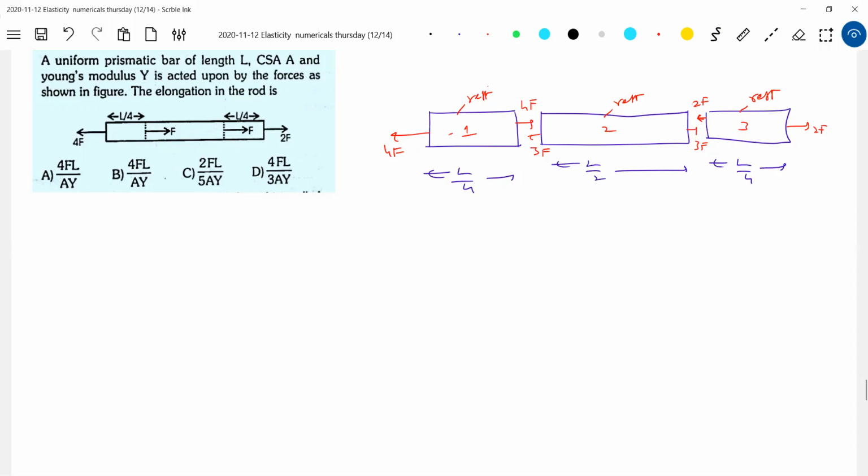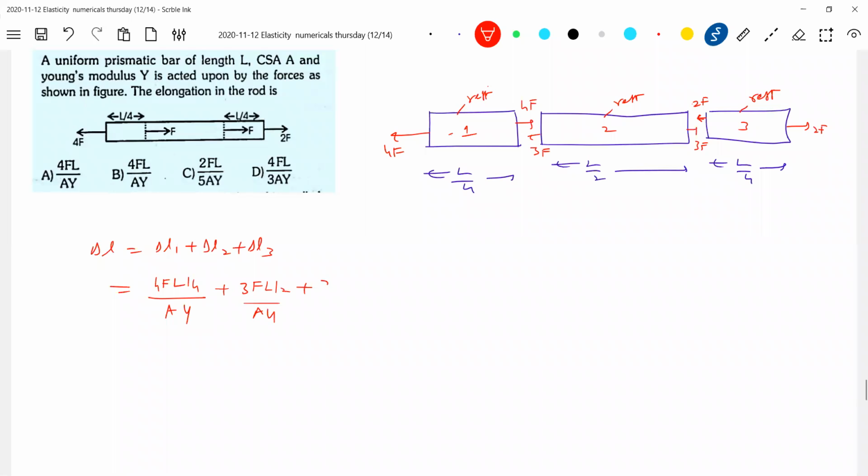Elongation. What about this? This is also elongation. What about this? This is also elongation. So total elongation should be equal to the sum of elongation in individual segments. What is the formula? 4F times L by 4, divided by A into Y. Then 3F times L by 2, AY. Then 2F times L by 2, AY. Solve this, we'll get the required answer.